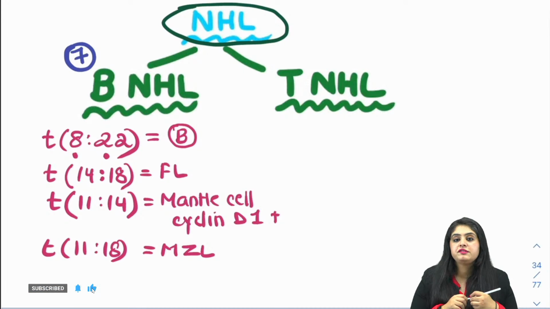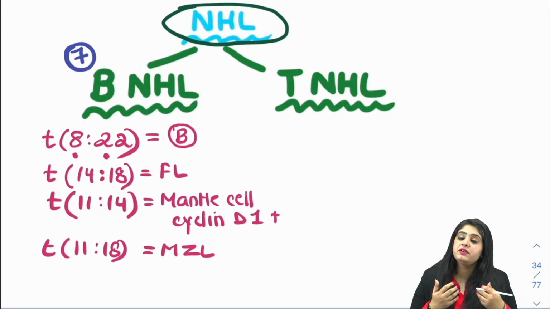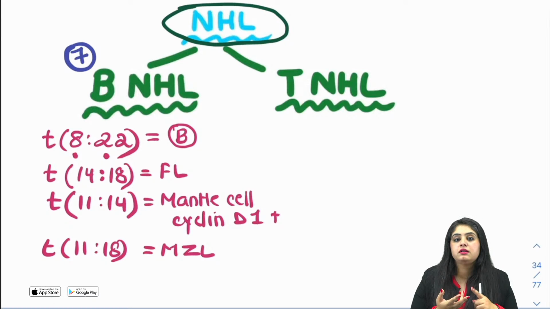There were a total of 7 B NHLs. I have taught you everything: follicular, Burkitt's, mantle, marginal, hairy cell. Till now I have not gone into the T cell zone. So simple to learn. Whatever we studied till now was coming under B NHLs.